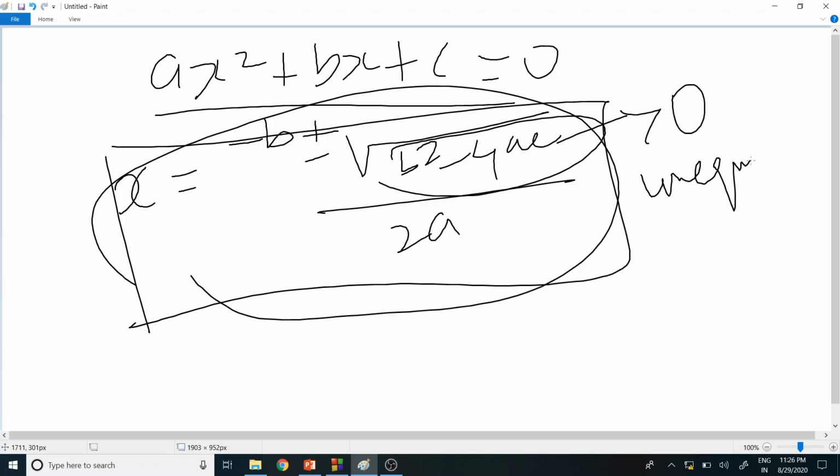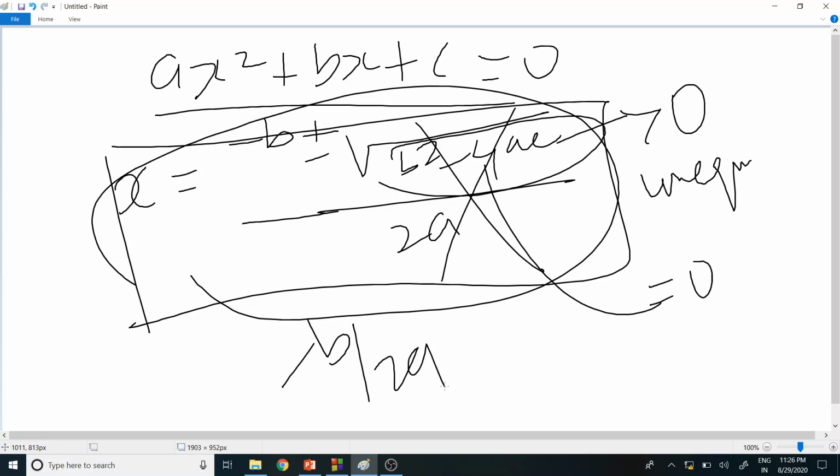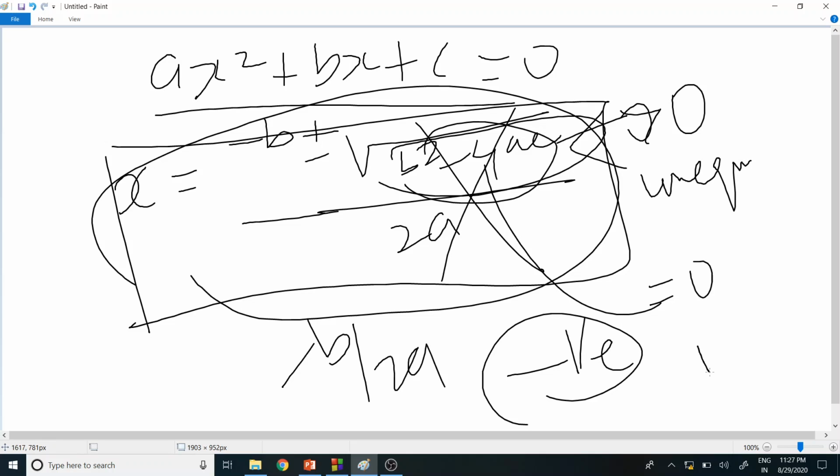In case this b square minus 4ac becomes 0, then the whole square root term cancels. Whatever is left is minus b by 2a. So this is the case for real and equal values. In case this value becomes less than 0, then the result will be the square root of a negative value, which holds imaginary values.